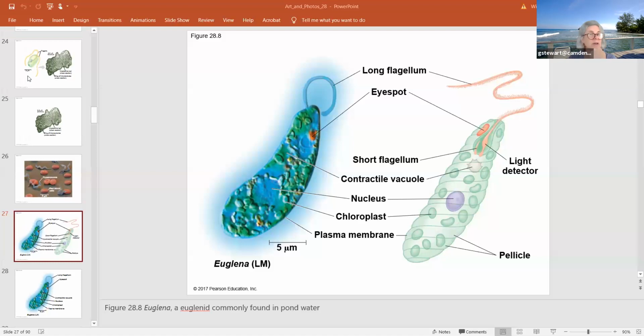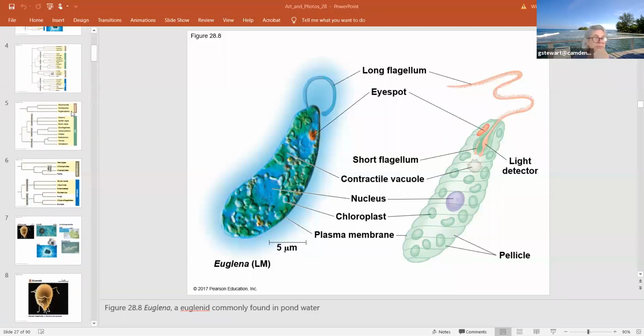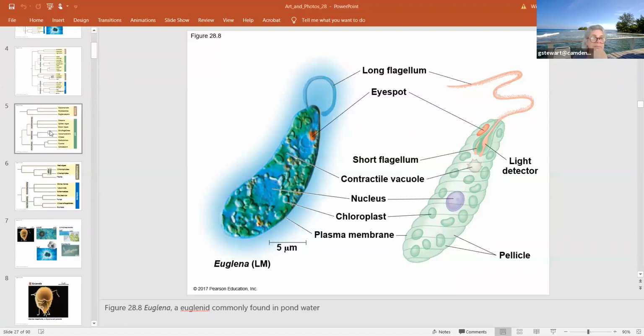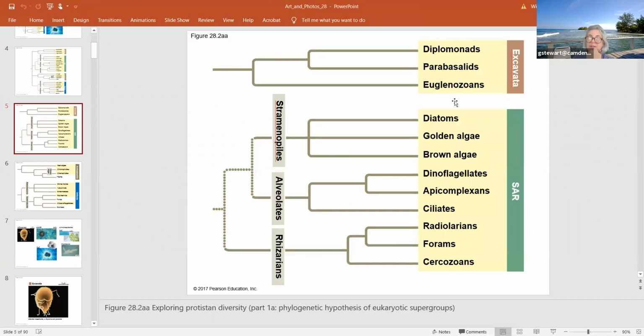Okay, now the SARS group, go back here. All right, so we finish up with euglenozoan.